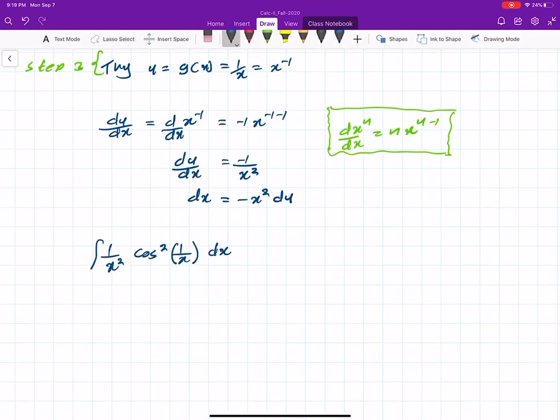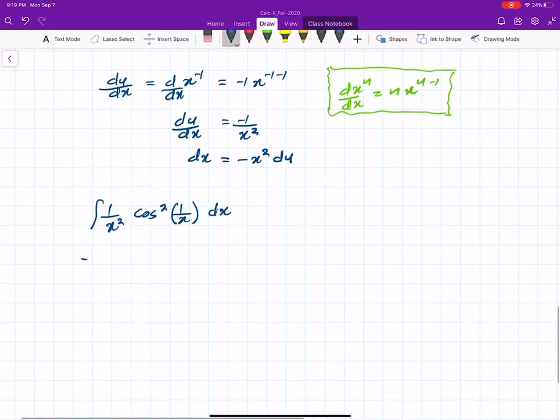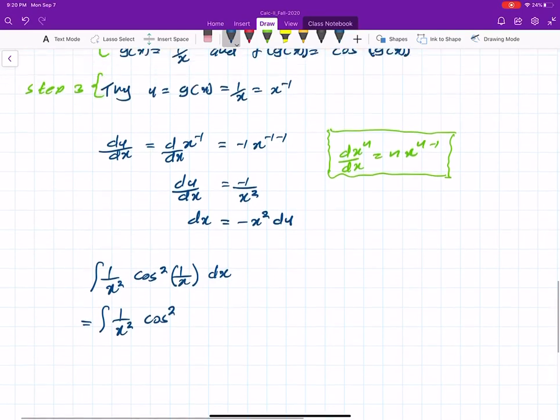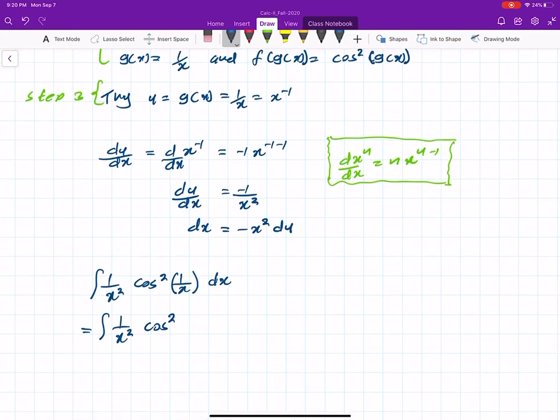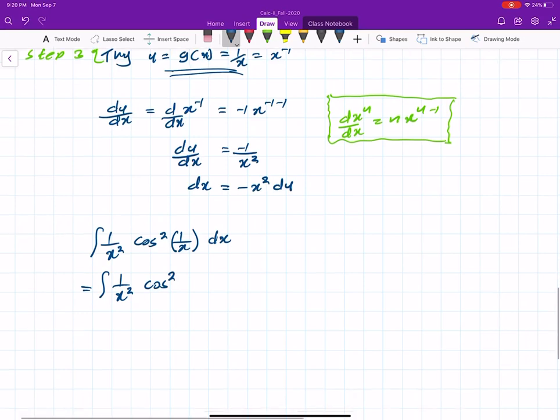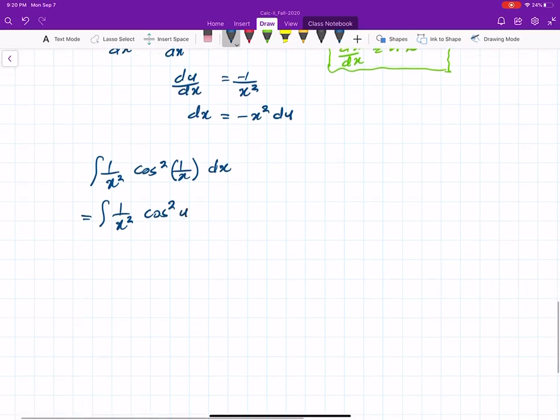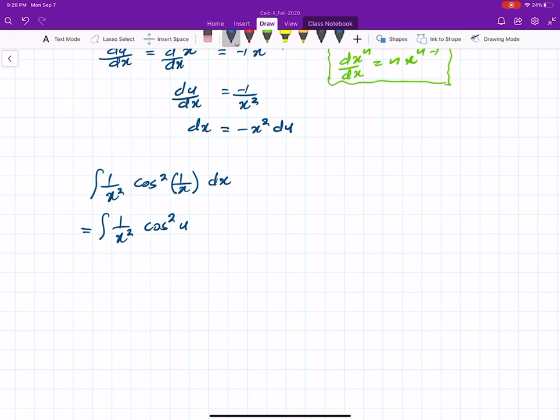Now this equals, I'm going to substitute things. I just keep 1 over x square as it is, and then I write cos square, and then I check my u, which is 1 over x. For that I substitute u, and for this dx I can substitute minus x square times du.